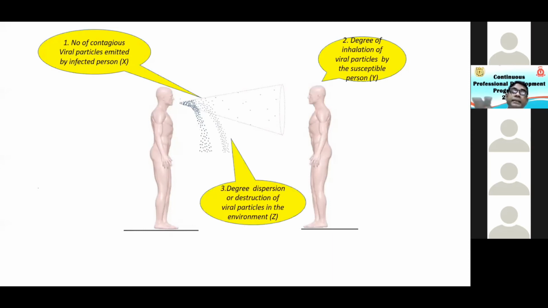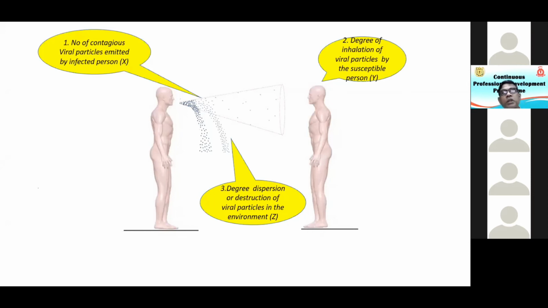The third parameter which comes into this equation is the degree of dispersion or destruction of viral particles within the environment. If the dispersion is more, and if there is more destruction of the viral particles when they are emitted into the environment, the risk of infection will go down. Generally, when you multiply X and Y, you get the risk of transmission of the disease. The reciprocal of dispersion is the other factor which decides airborne infection risk.